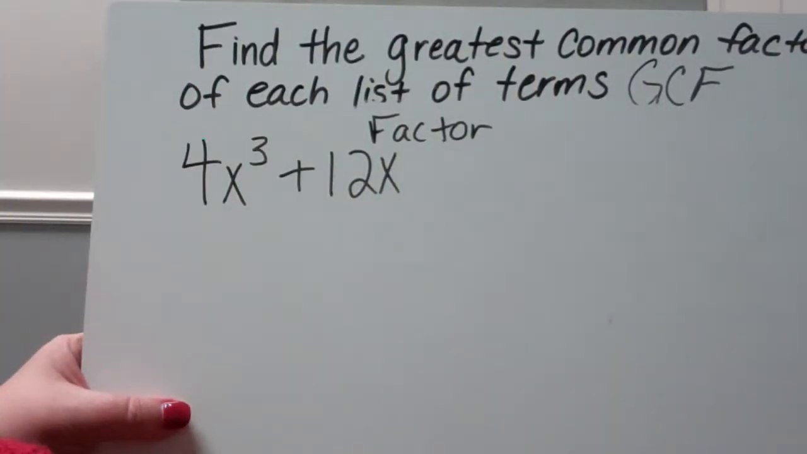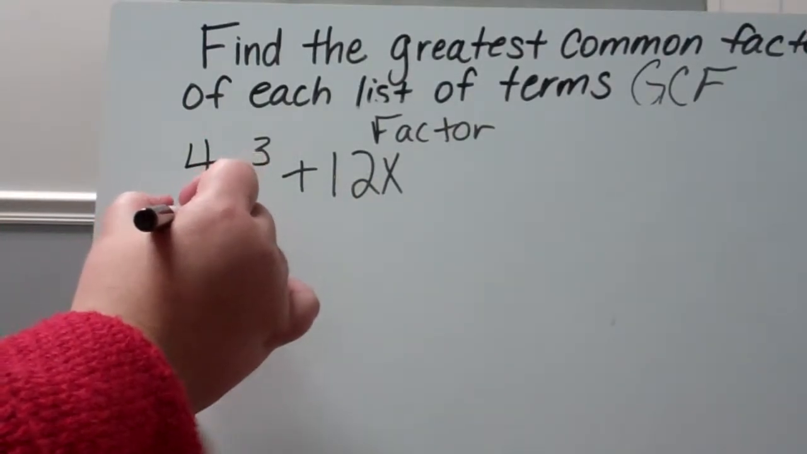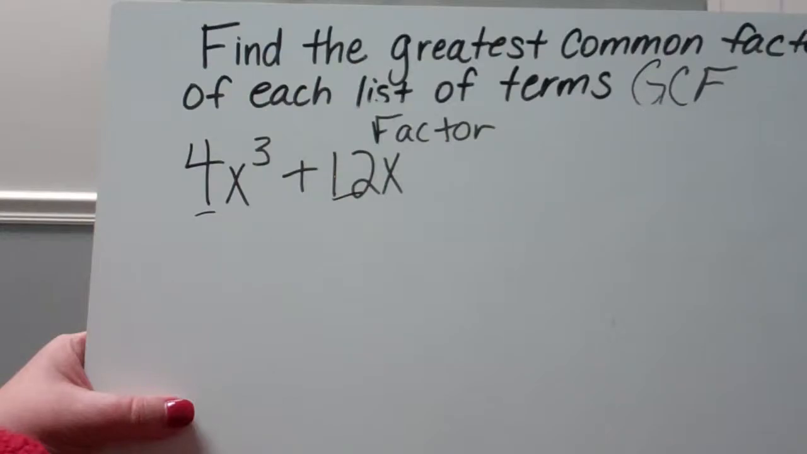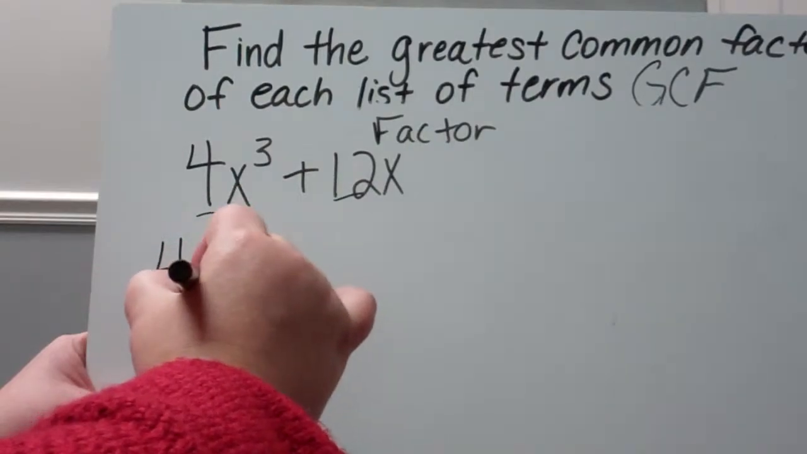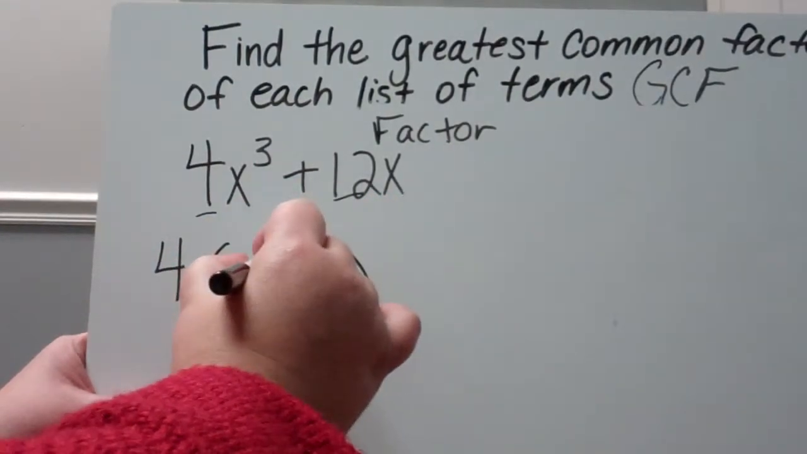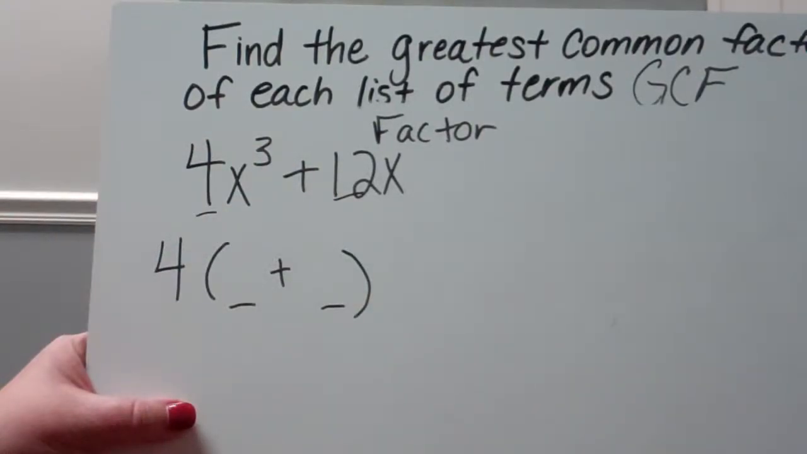Okay? So the first step, anytime we factor, is to factor out the GCF. So the GCF here would be, so looking at 4 and 12, what's the number that will divide evenly into both 4 and 12? And it's 4. Okay, what I'm going to have left are going to be 2 terms. It's going to look like this. So we've taken care of our numbers.